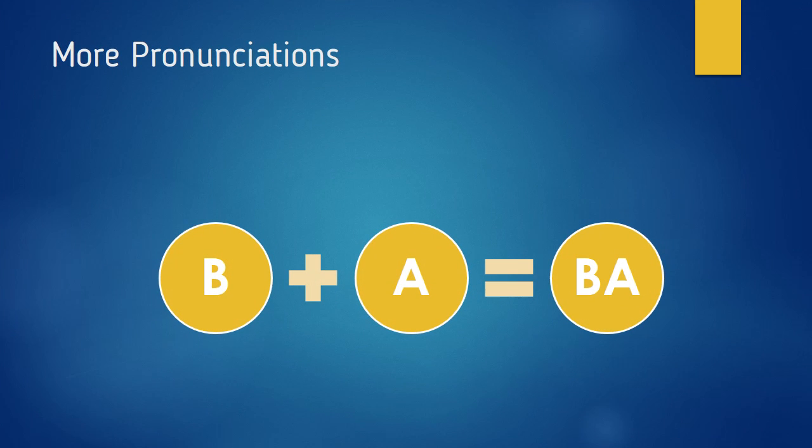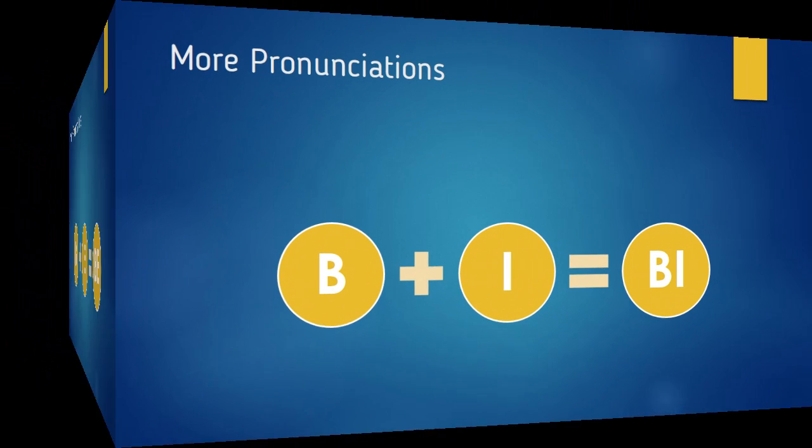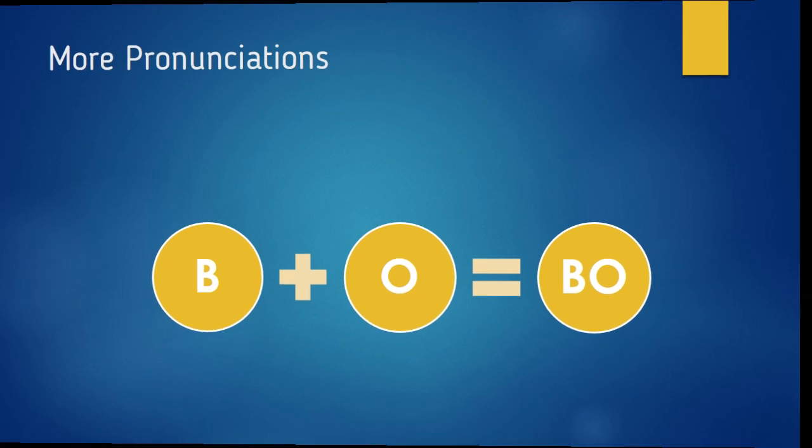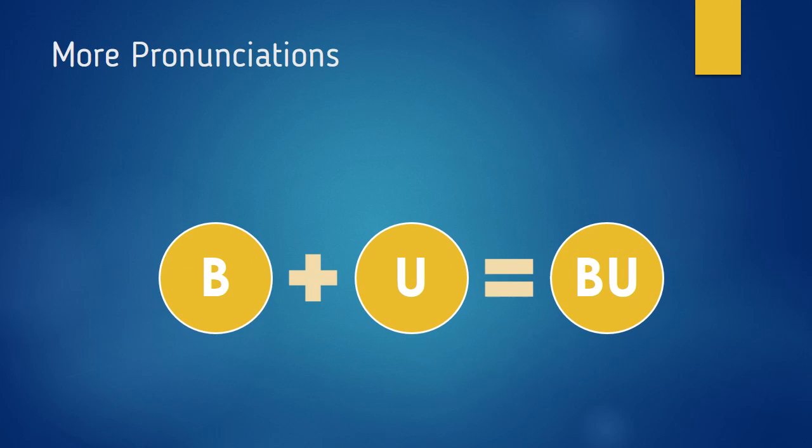So more pronunciations. When you have b and a, it becomes ba. When you have b and i, it becomes bi. And same goes for b and e, they become be. How about b and o? Now it's your turn to try it. I'll give you a couple of seconds. B and o becomes bo. And then b and u becomes bu.